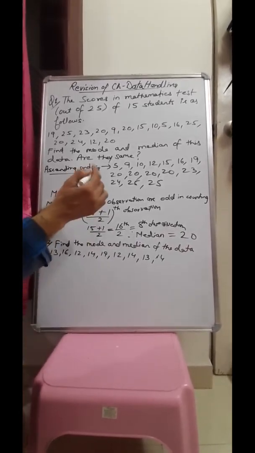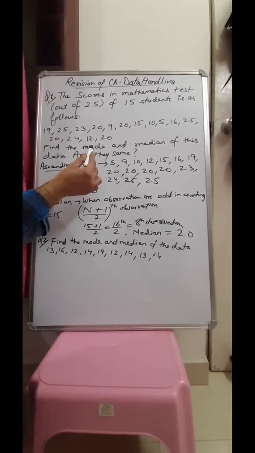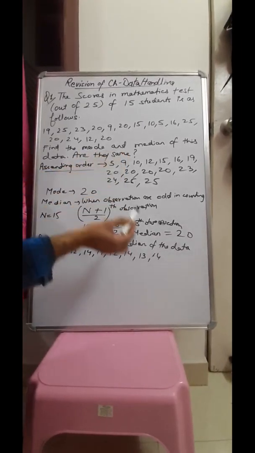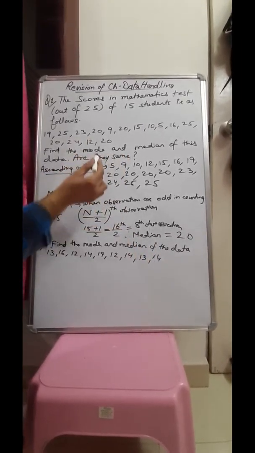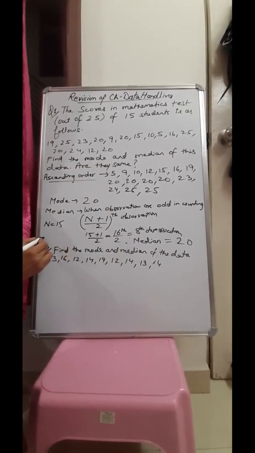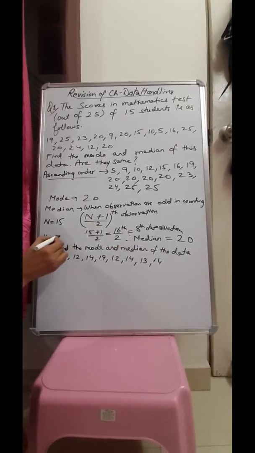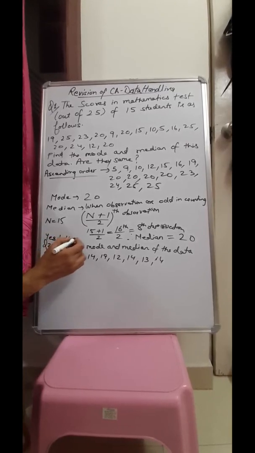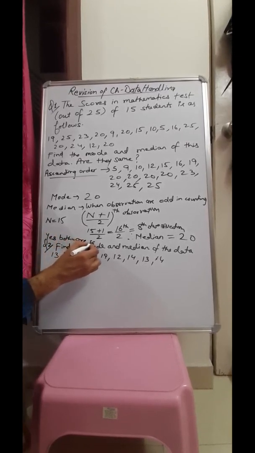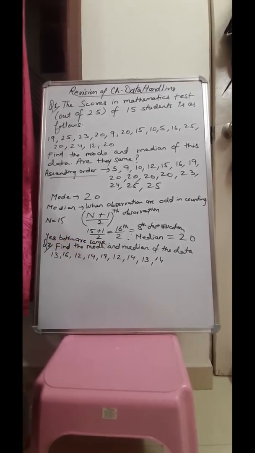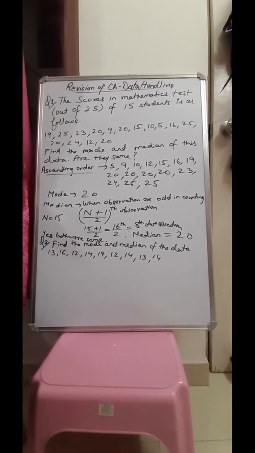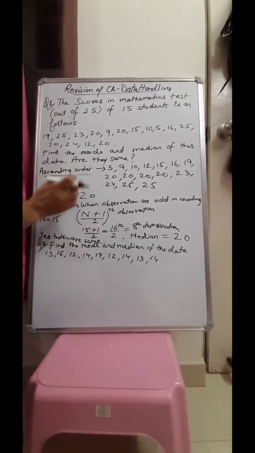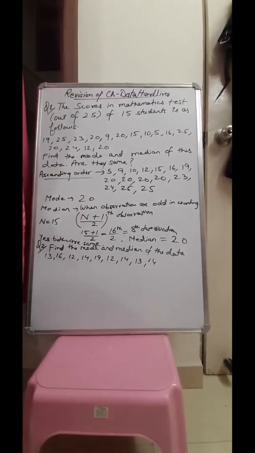And now they were asking whether the mode is also 20 and the median is also 20. Yes, both are same. Here we have to mention this: yes, both are same, because the median is also coming 20 and the mode is also coming 20. So in this way we can find out a mode and median.